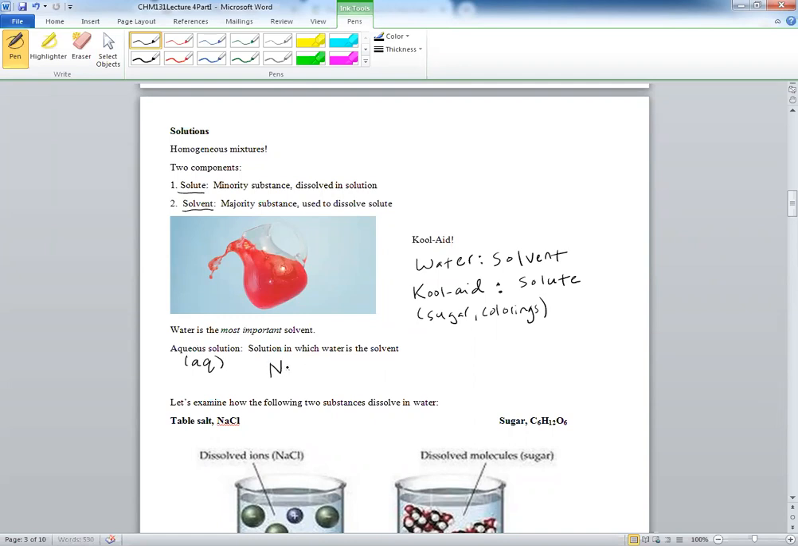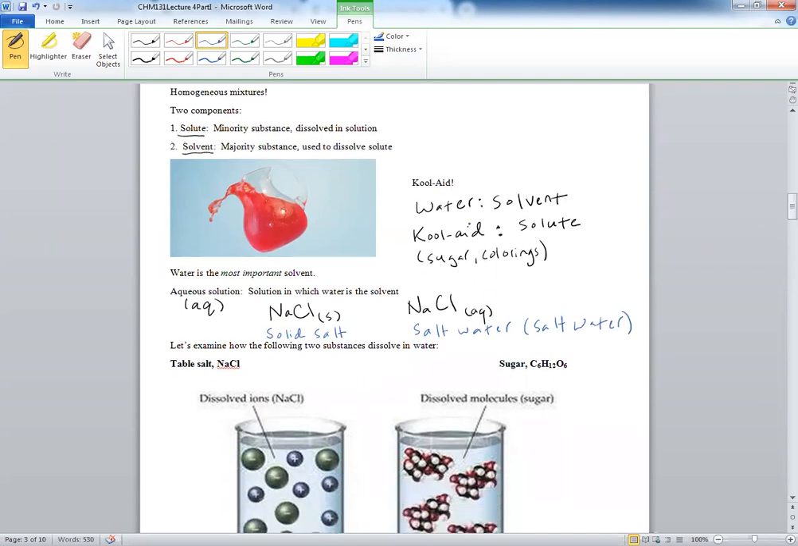So anytime you have this example, NaCl(s) versus NaCl(aq), this should not be dismissed. You probably know the difference. This would be solid salt, and this would be salt water in layman's terms, or a salt solution. Saline solution, they call it in the hospitals. So again, this is important to realize.